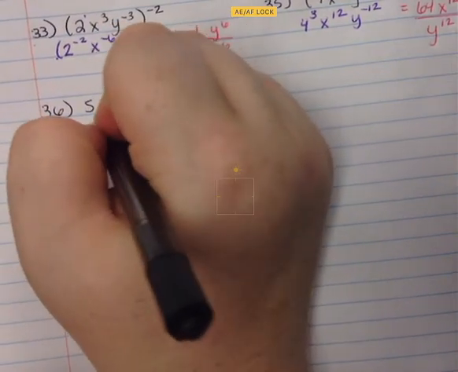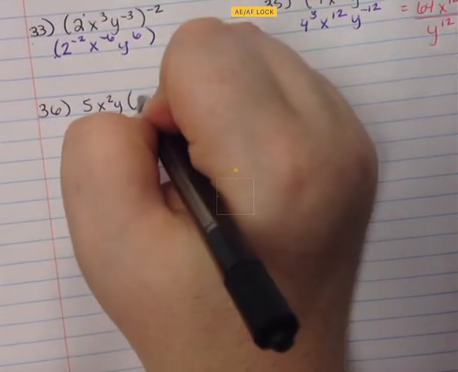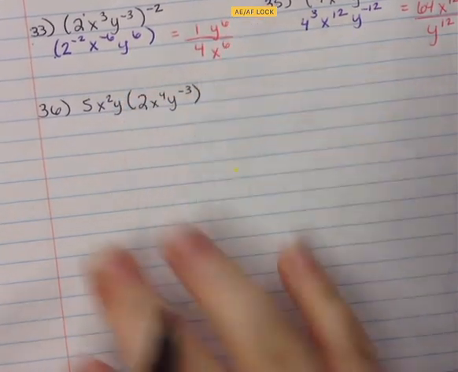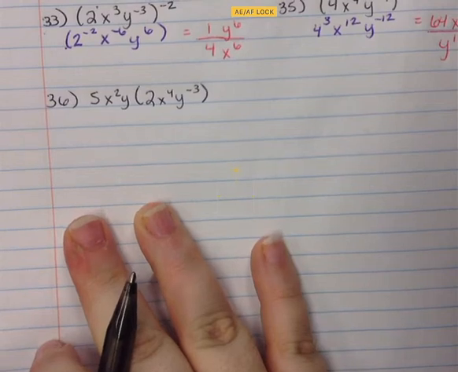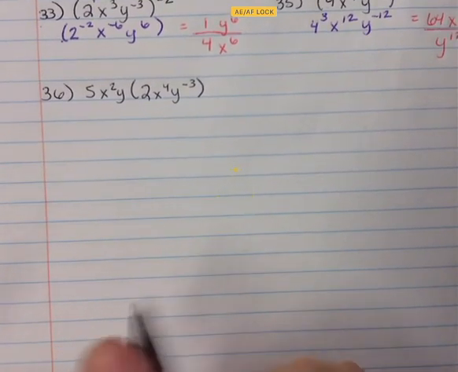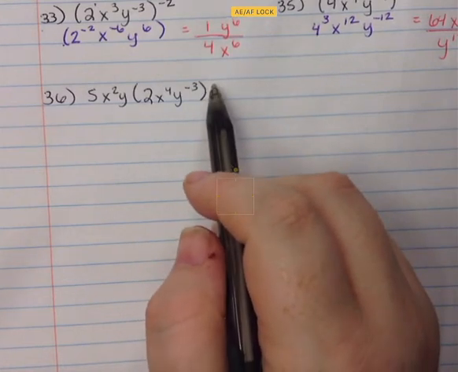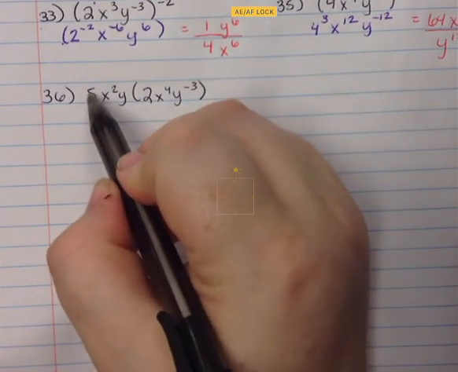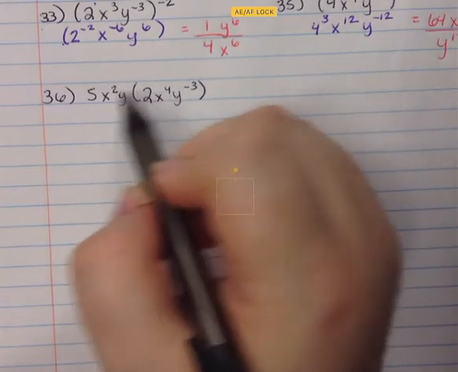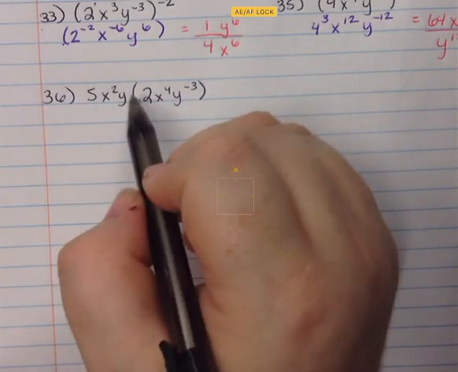36 is 5x squared y, parentheses, 2x to the 4th, y to the negative 3rd. There is no exponent on the outside, which is nice. So really what we're doing is we're taking 5x squared y and multiplying it to everything in here. So let's focus on individual parts.